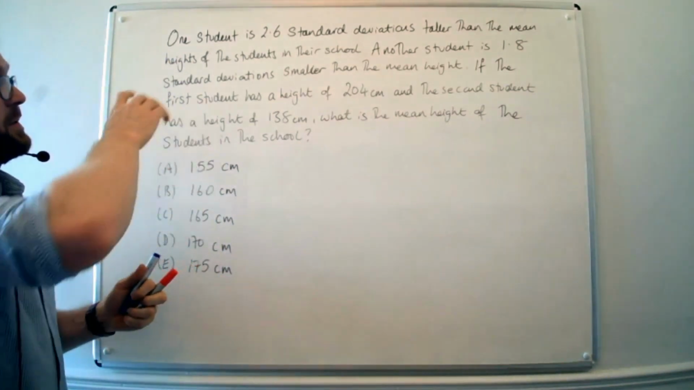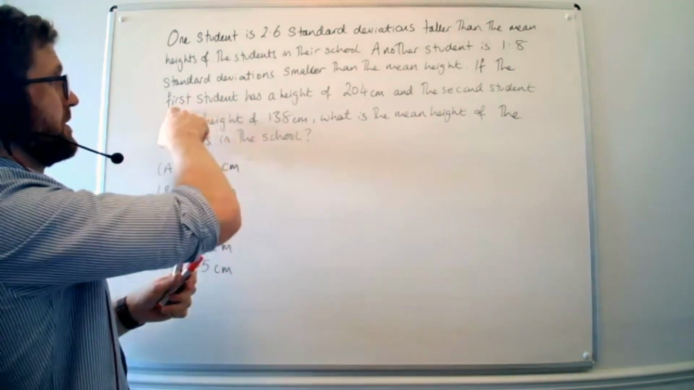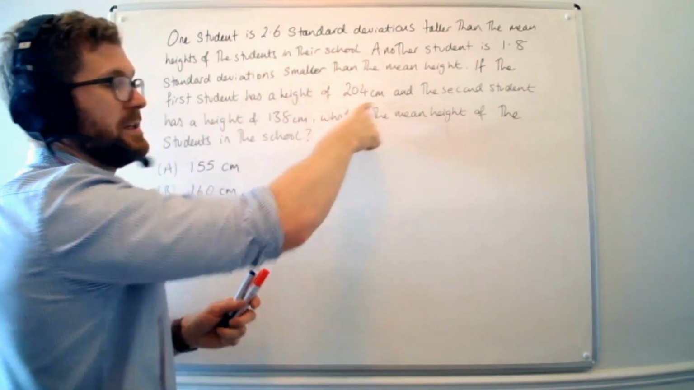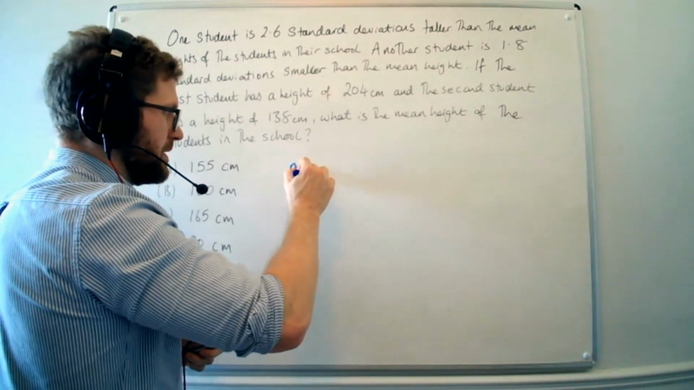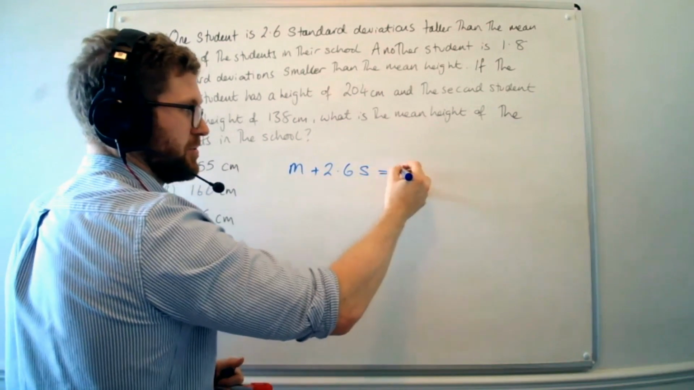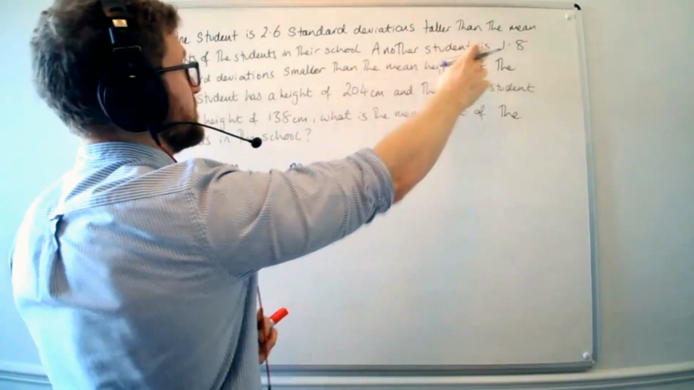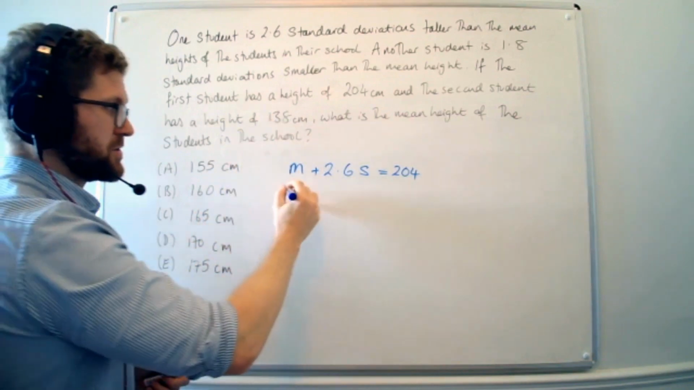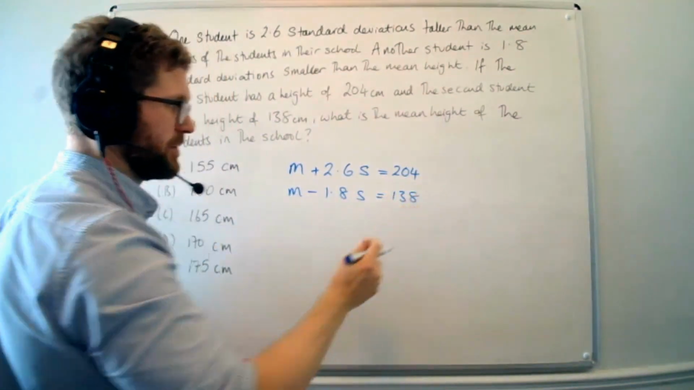All right, so we're told up in this first line, one student is 2.6 standard deviations taller than the mean. And then the first student has a height of 204 centimeters. So 2.6 standard deviations taller than the mean equals 204 centimeters. I could represent this as the mean plus 2.6 standard deviations, I'll call them S, is equal to 204. Then I could look at the second student. Another student is 1.8 standard deviations smaller than the mean, and that student has a height of 138. So the mean, take away 1.8 standard deviations, is going to equal 138.